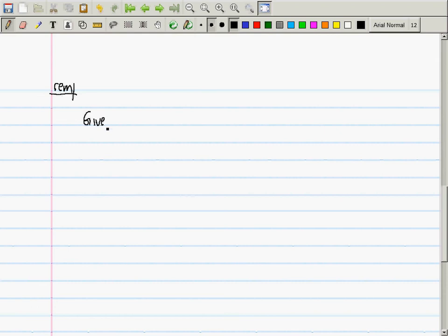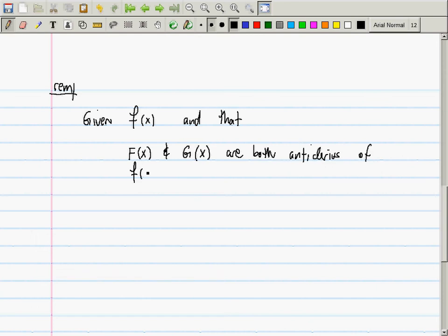Suppose we are given little f of x, and that big F of x and big G of x are both antiderivatives of little f of x on an interval I. Okay, so we're given some function, and now we're saying that we have two different antiderivatives. There's two different ones. And what we want to show is that big F of x is equal to big G of x plus a constant.